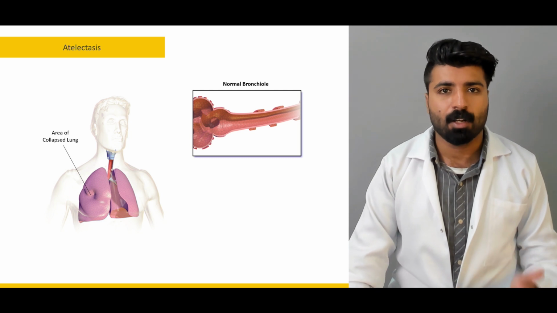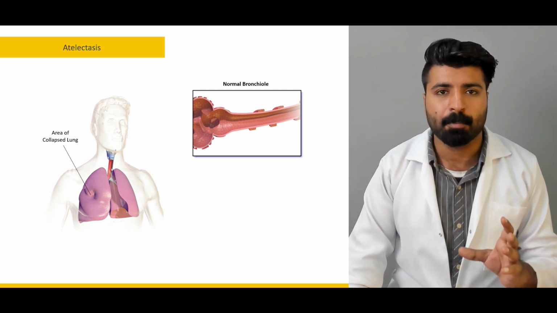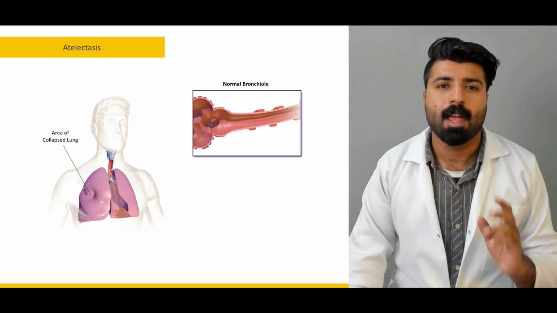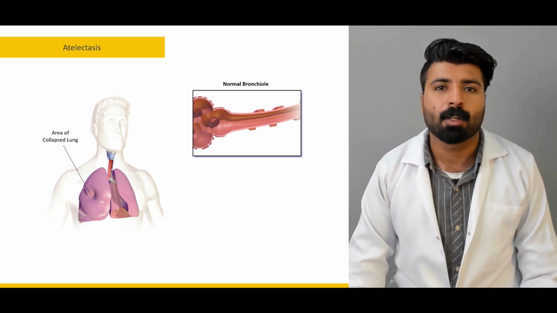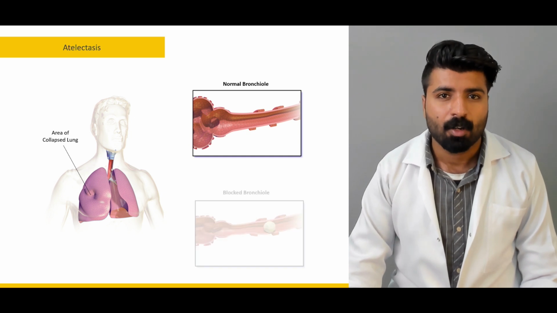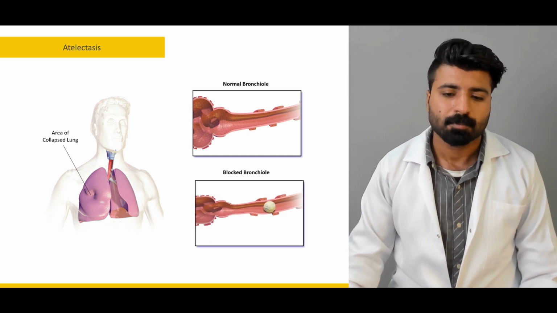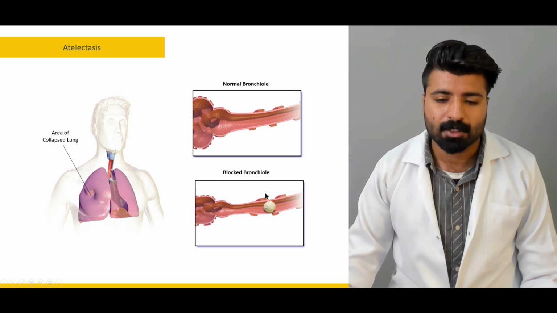Further on, we have a very important part, obstruction. The major cause of atelectasis happening inside of our whole community is the foreign body or obstruction of some kind. This is how you see it. This is a blocked bronchiole.